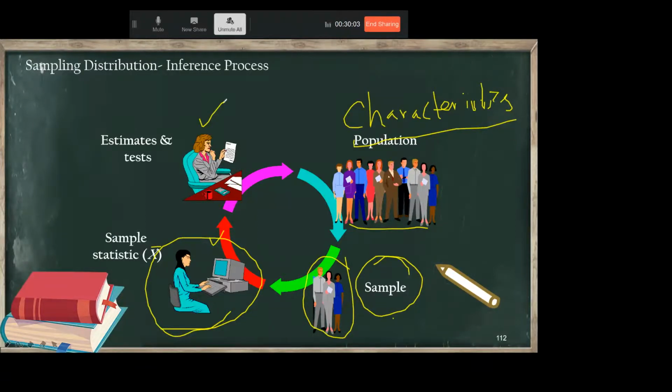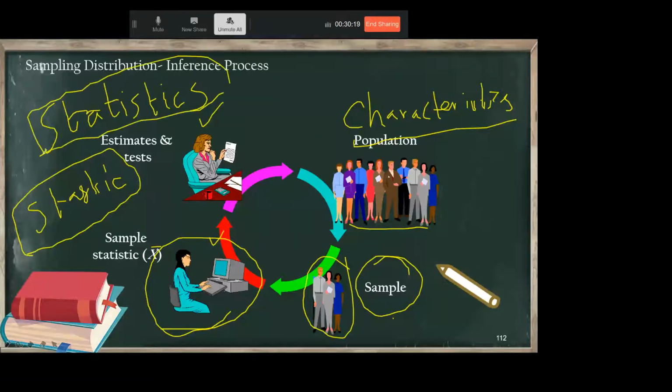If you recall, there is a difference between statistics and statistic. This is different, right? Statistics is a field. What is the difference between statistics and statistic? A statistic is also known as an estimator. What is this statistic? This is an estimator.